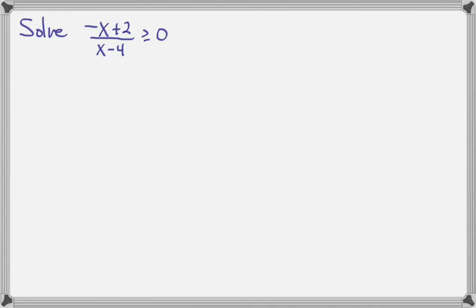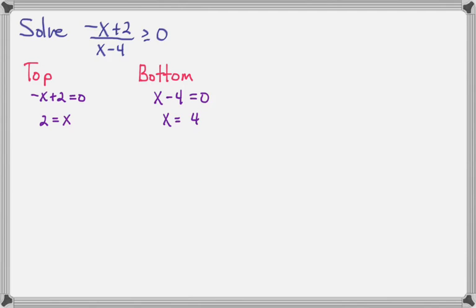Now here's a second inequality, and this one again we've got all one fraction on the left and we've got 0 on the right, so this one should not be very difficult either. And we'll start by finding the critical numbers. So the top critical number is where we set the top equal to 0. We'll have negative x plus 2 equals 0. Notice that since x is negative, the easiest thing to do is to add x to both sides. And if we do that, we get x equals 2. For the bottom critical number, we have x minus 4 equals 0, which means x equals 4.